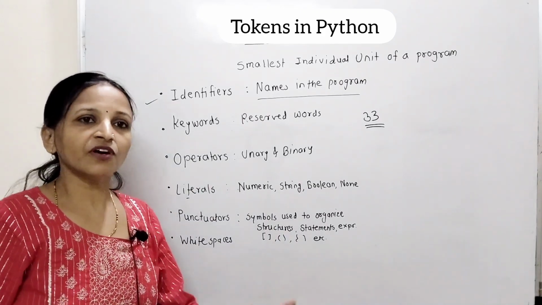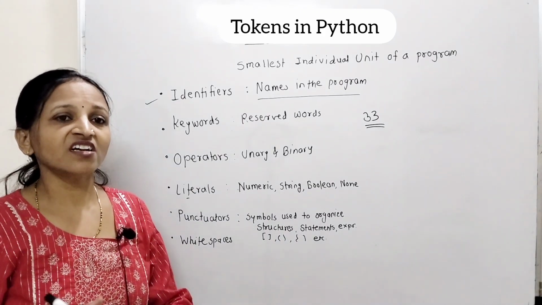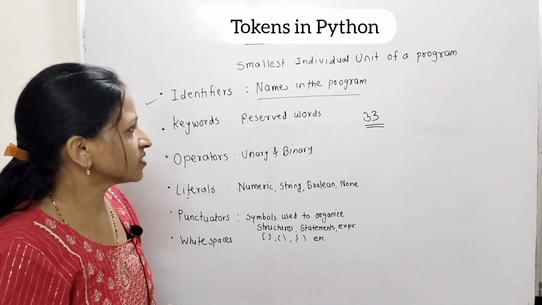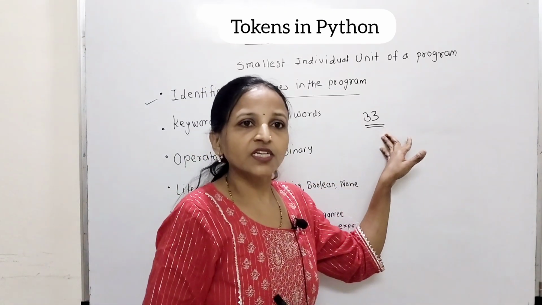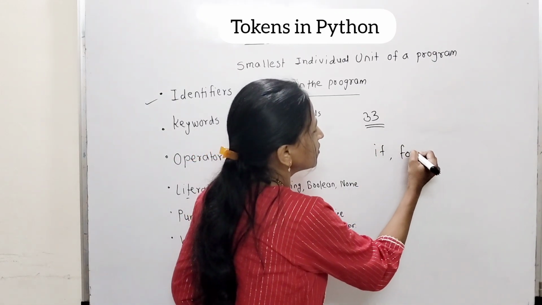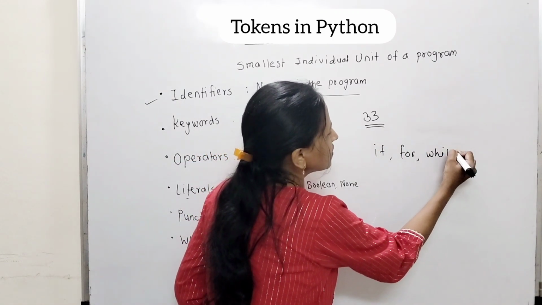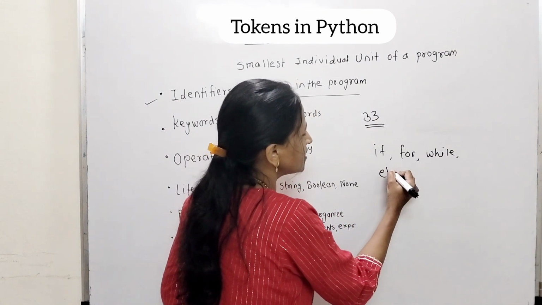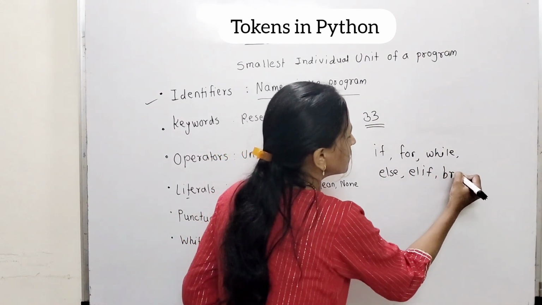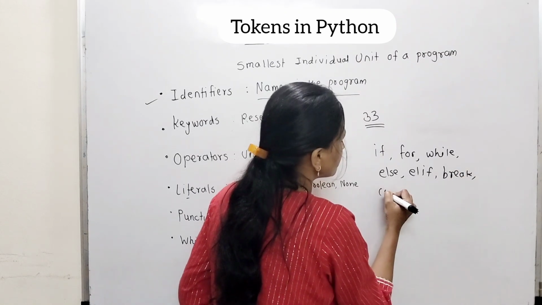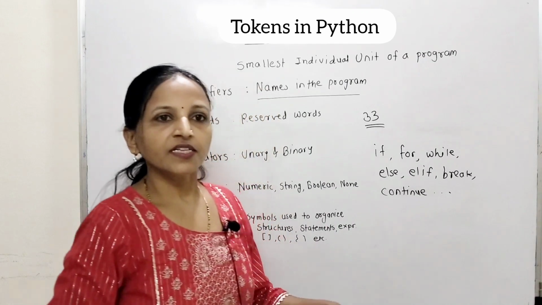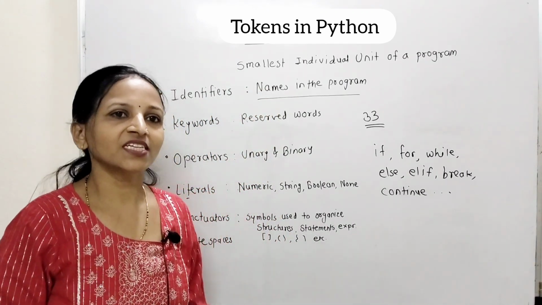But those are functions present in Python. Those are like type conversion functions. That part we will discuss in another session. Now there are 33 keywords, like if, for, while, else, elif, break, continue, etc. These are some keywords present in the Python language.